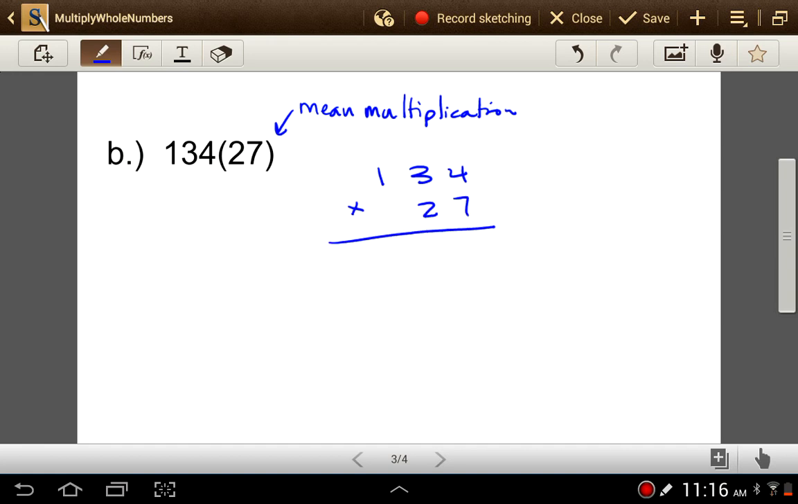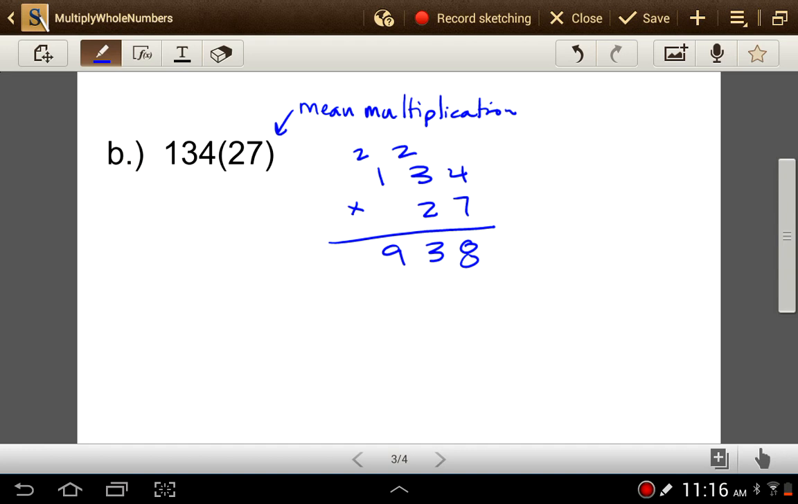Okay, push everything to the right, not worrying about that. It's actually lining up place values in this example, but you don't even really have to do that. You just want to push everything to the right. Now I start with the 7, I multiply by the 3 numbers on the top. 7 times 4 is 28. Put the 8, carry the 2. 7 times 3 is 21, plus 2 is 23. Put the 3, carry the 2. 7 times 1 is 7, plus 2 is 9.